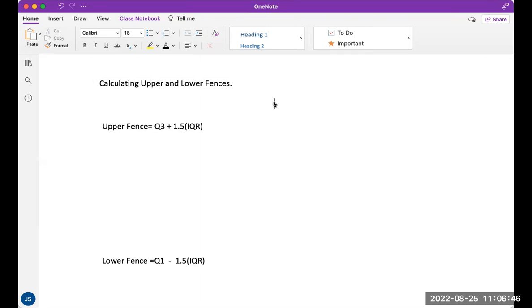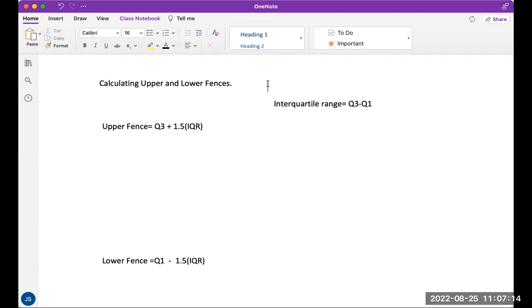So let me write that up. The interquartile range is just equal to Q3 minus Q1. You have to have a group of data already, and I already have a group of data. I entered it into my calculator, scrolled down, and found the 5-number summary.